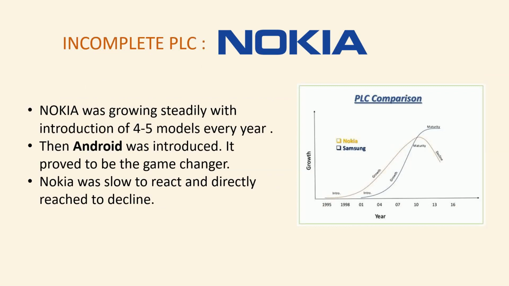So next see another example where we have an incomplete product life cycle, that is Nokia. Nokia emerged as a very good electronic communication product in those days. Nokia was growing steadily with introduction of 4 to 5 models every year. But at some point, the introduction of Android made it very difficult to adapt to the changes that are going in the present updates. And Nokia was very slow to react and directly reach it to deadline. Here in the picture, you can see the product life cycle comparison of Nokia and Samsung. You can clearly see that Samsung had a very good growth and maturity than Nokia due to their adaptation and very fast reaction to the updates.